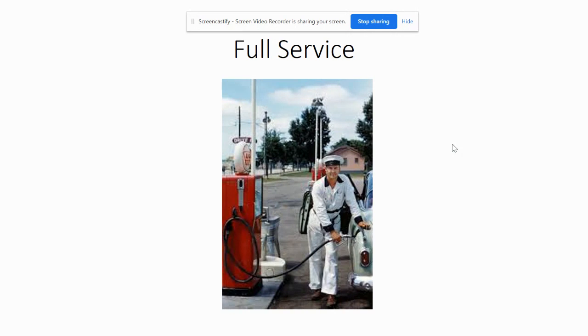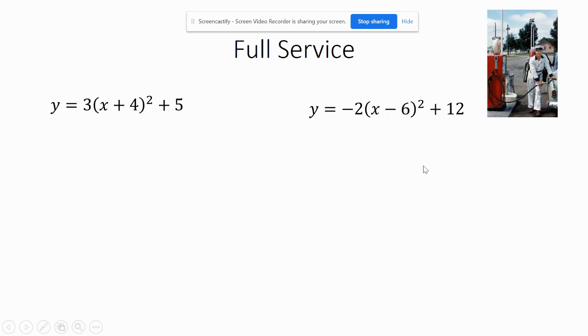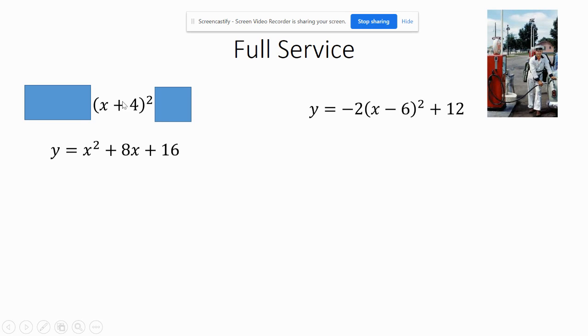Picture of a full service guy here, because now we're going to convert from vertex form to standard form with everything involved that could be there. So the first thing I still want to do is, if I look at order of operations, I would do exponents first. So what I'm going to do is ignore those other terms and simply FOIL this here.